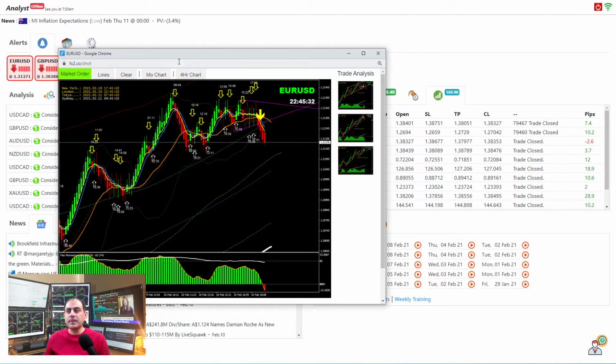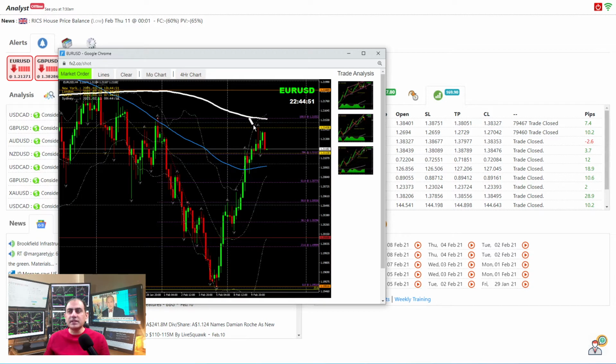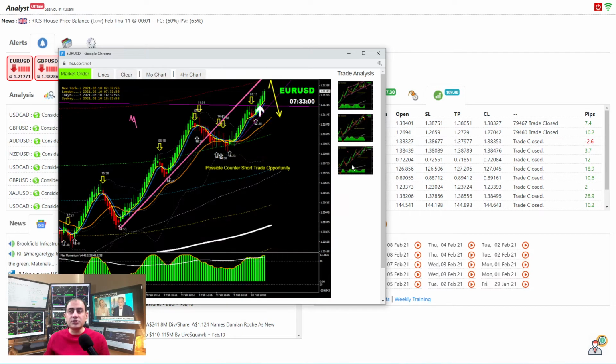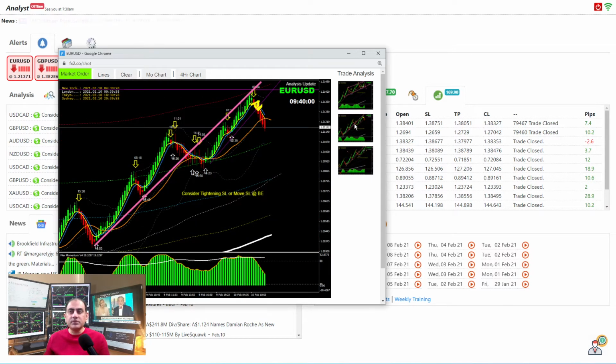Euro USD, we were short, by the way, this morning. And as I said to you, we take this red fib channel as soon as the price hits, and we look at it in the 4 hour. But before that, you can see here the price was at the major resistance level. So in the morning I did the analysis. If I show you guys here, you can see a counter short trade just before London Open, around 7:30. We were looking at a counter short trade and banked beautiful pips.